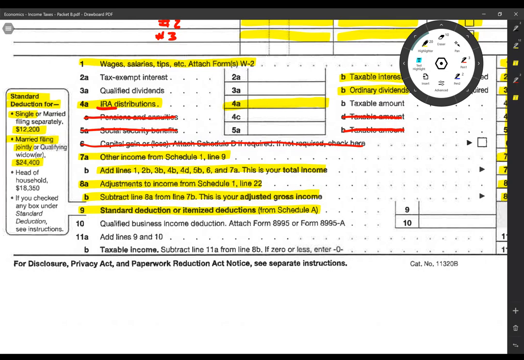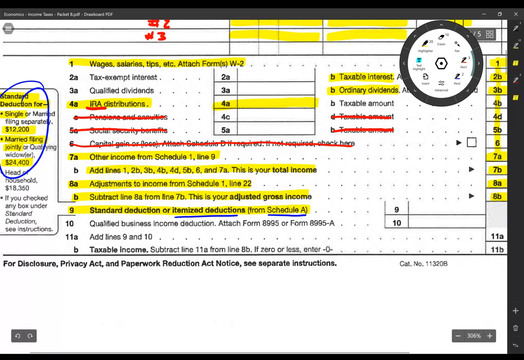Well, to figure out whether you should take the standard or the itemized, here's the standard over here. All right. But should you take that or the itemized, you're going to have to calculate out the itemized deductions, and that's going to be from Schedule A. We'll get to in the next video. I don't want to make this too long. Okay. Let's see. Qualifying business, we're not going to have any of that.